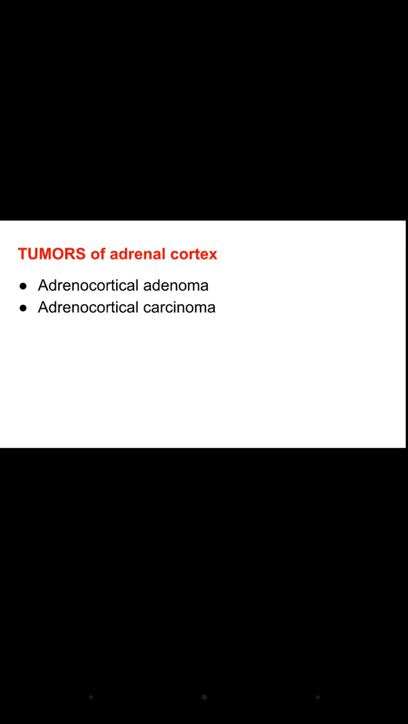We can classify these tumors into tumors of the adrenal cortex or tumors of the adrenal medulla. So in the tumors of the adrenal cortex, we have adrenocortical adenoma and adrenocortical carcinoma, and in the tumors of adrenal medulla, we have neuroblastoma and pheochromocytoma. So let's discuss these tumors one by one.